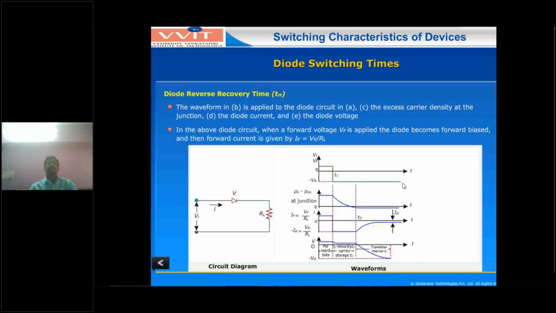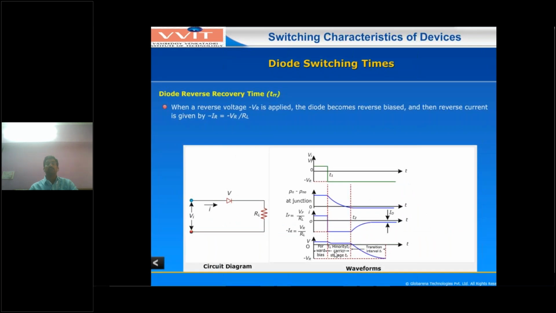And next, according to this, what is the diode reverse recovery? When a reverse voltage minus VR is applied at t equal to capital T1 or small t1, the diode becomes reverse biased, and then the reverse current is minus IR equal to minus VR by RL. You have to see this minus VR by RL current.